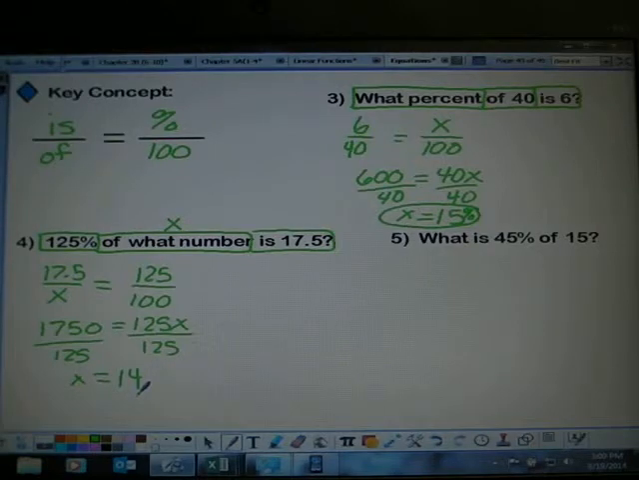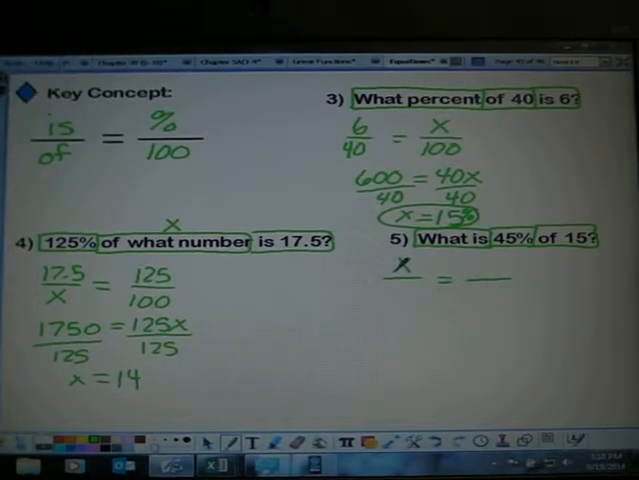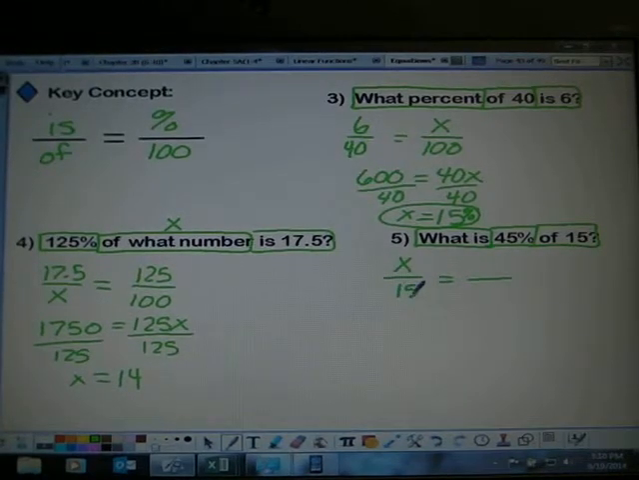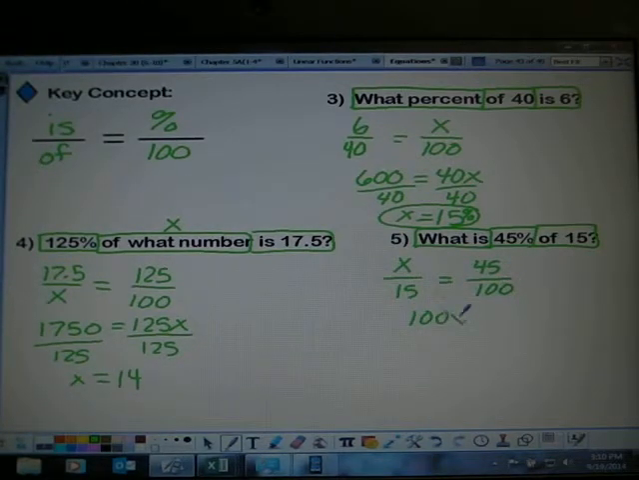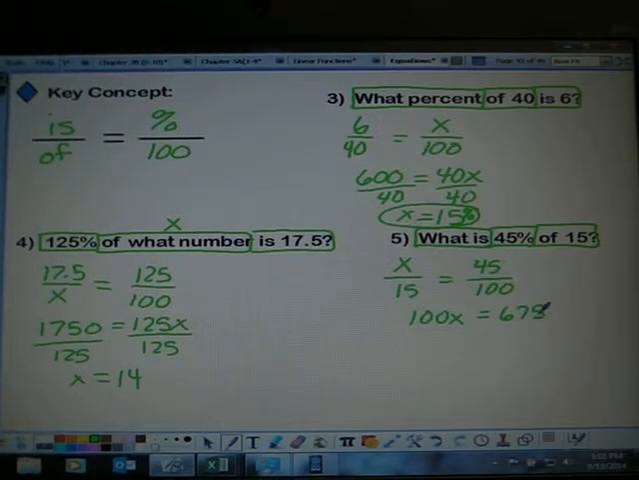Last one here. What is 45% of 15? What is the question. Is over of, percent over 100. Is, there's my question, of 15, percent, 45, and 100. Cross multiply, you get 100x, equal to, multiplying those, you get 675. Divide both sides by 100, and you get x equals 6.75.